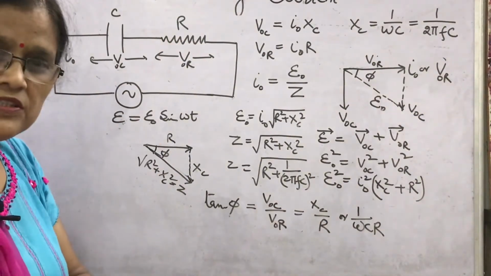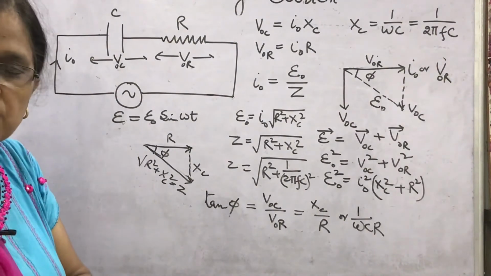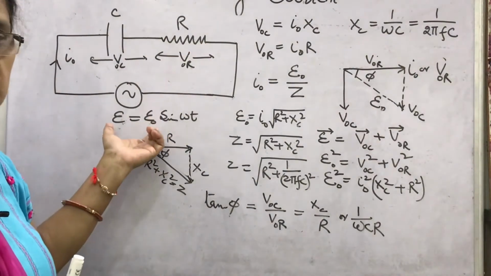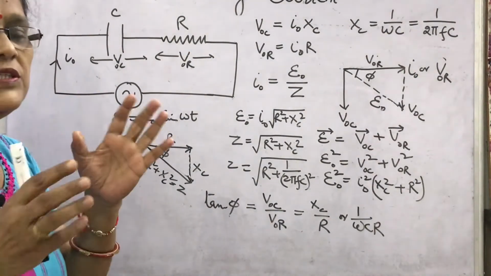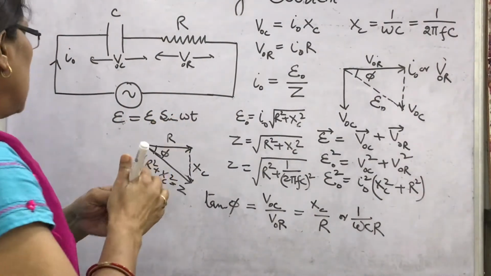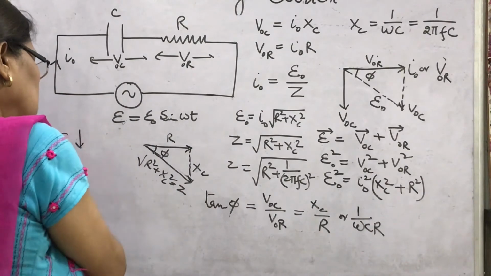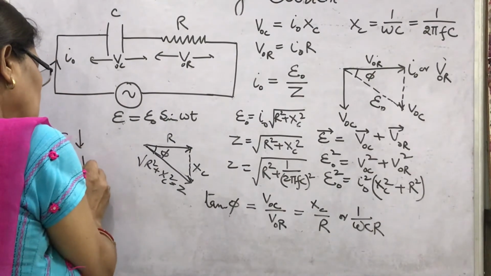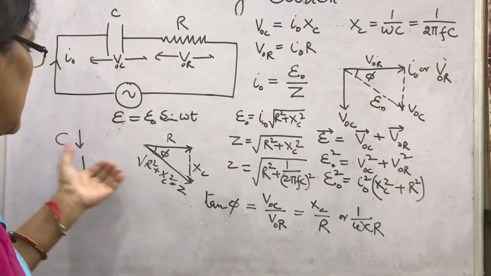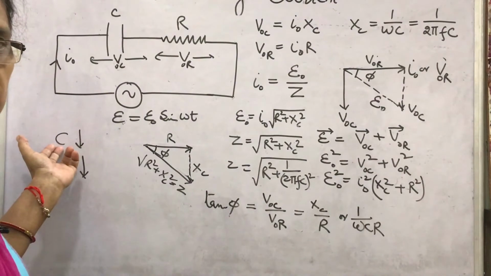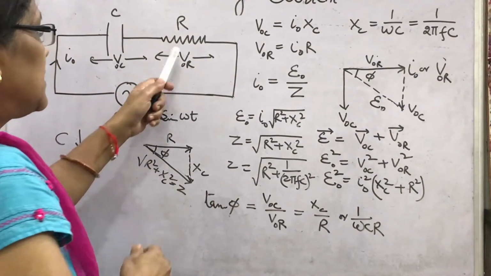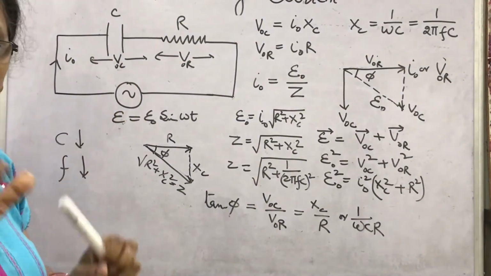Now the conceptual questions are asked. Suppose in an AC circuit a capacitor and resistance are connected in series with the AC source. The question says, what will be your observation when capacitance decreases, or frequency decreases? Look, what is the concept behind it? If capacitance decreases, suppose here in place of R there is a bulb and the bulb is glowing.